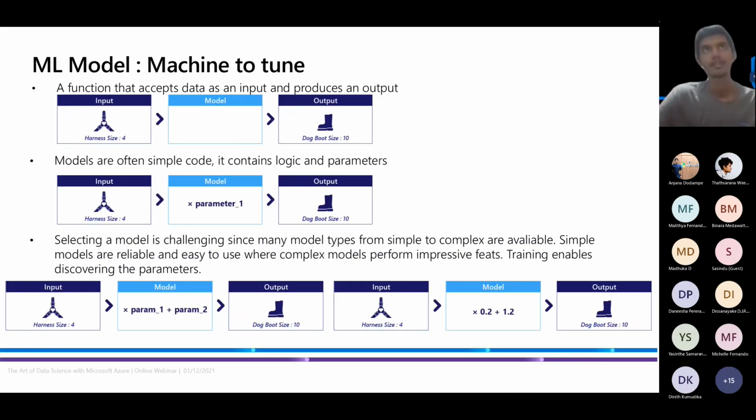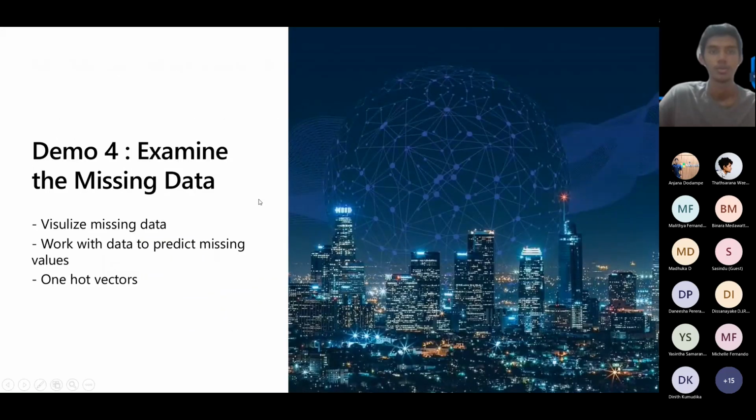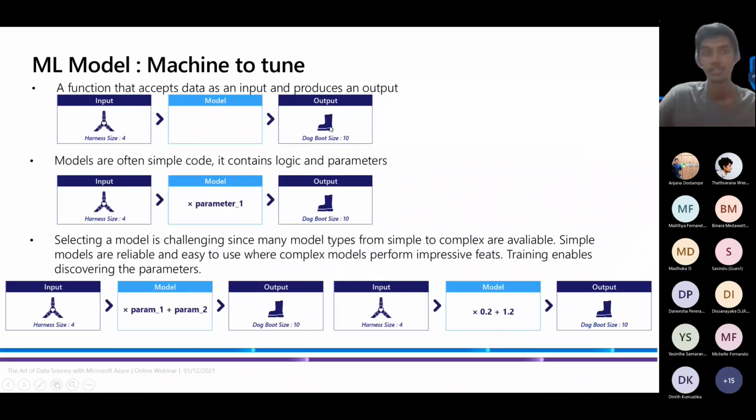I will take a really simple example. We are going to predict the dog boot size from the harness size of a dog. That is the high level idea of our model. The function is the model we are going to predict; the model is the function. How are we going to predict the dog boot size from the harness size? The answer will be given by the model.